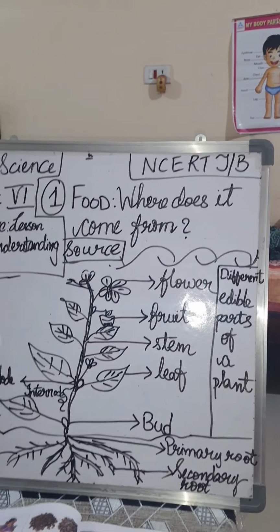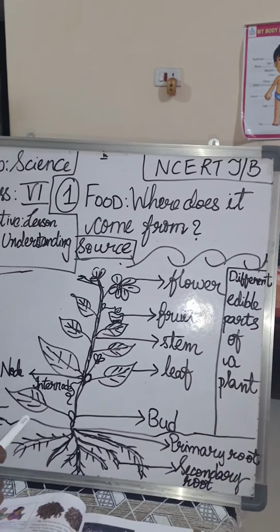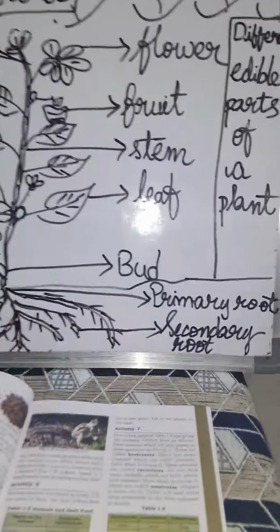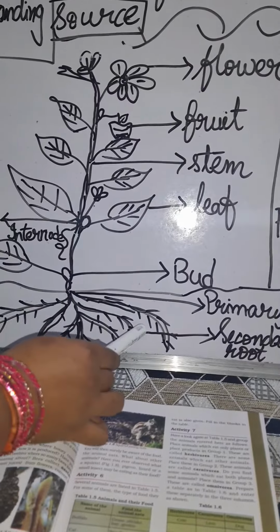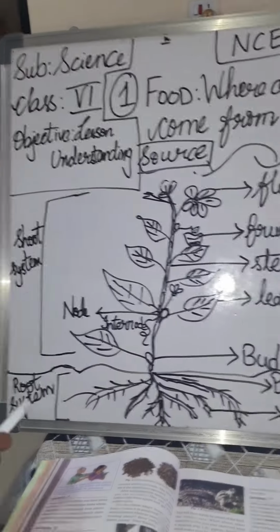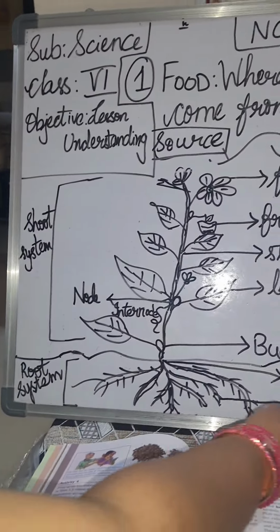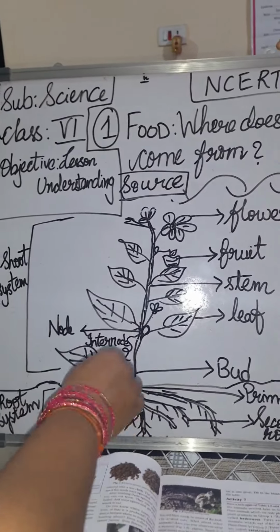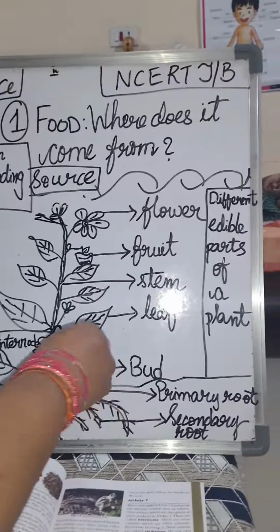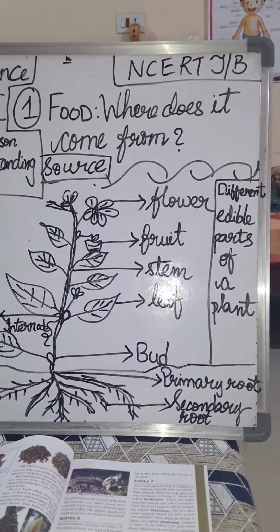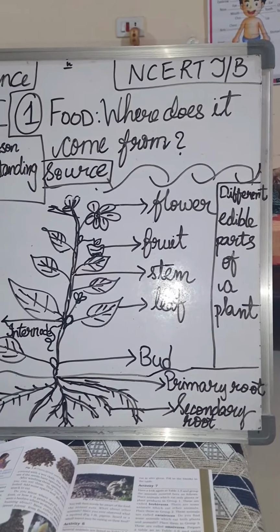And here you have the earth, that means mud. Down in the earth you have the roots of the plant. The upper part is called the shoot system and the lower part is called the root system. At the beginning, the first root going down into the earth is the primary root, and then when you go further down, it is the secondary root. Is it clear, children?